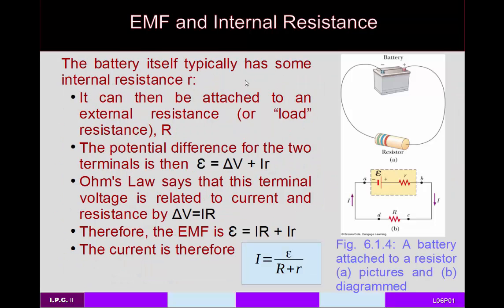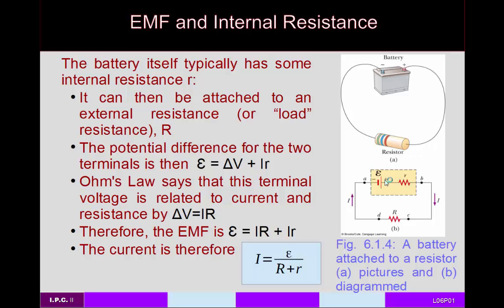So how is it that we get from EMF to voltage or vice versa? Well, a battery itself is going to have some internal resistance. So here we have a diagram that shows a battery, and the battery is passed through some load, basically a resistor. And this is the equivalent circuit diagram for this battery connected to this load.